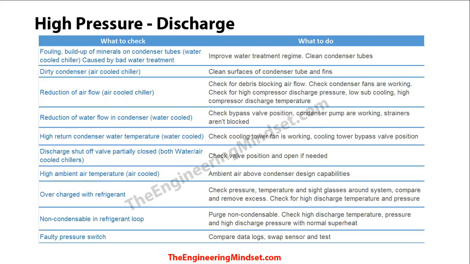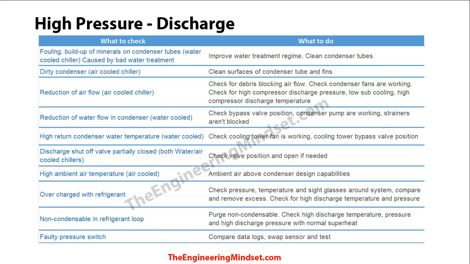Now it could also be that the discharge shut-off valve is partially closed. It's slightly uncommon for this to happen, but it could be knocked or some controls have been on there. So do check that as well. With the air-cooled chillers, it could be that the ambient air conditions, the air temperature is above the condenser capabilities, so it simply can't work in these conditions. You have to wait for it to cool down or adjust the parameters and the set points of the chiller. Also make sure you check with the manufacturer that it's capable of doing so before doing that.